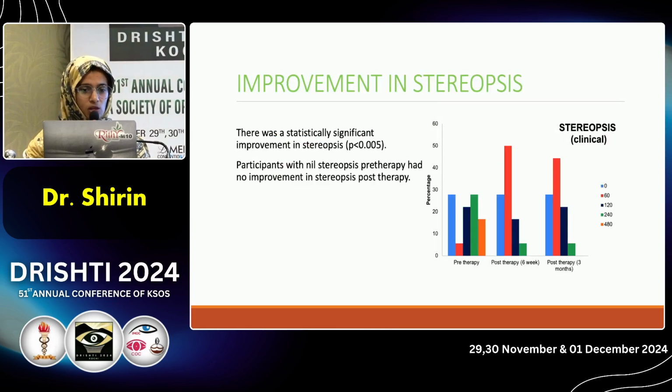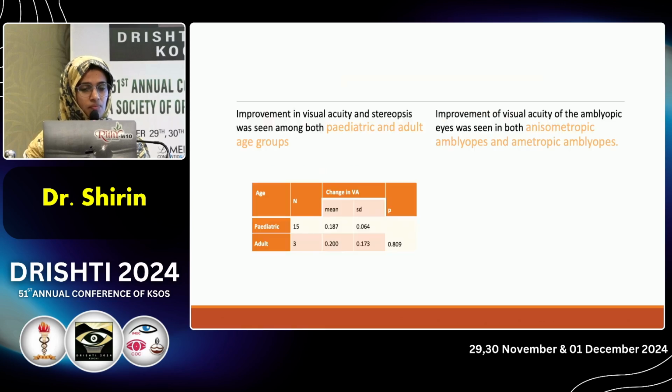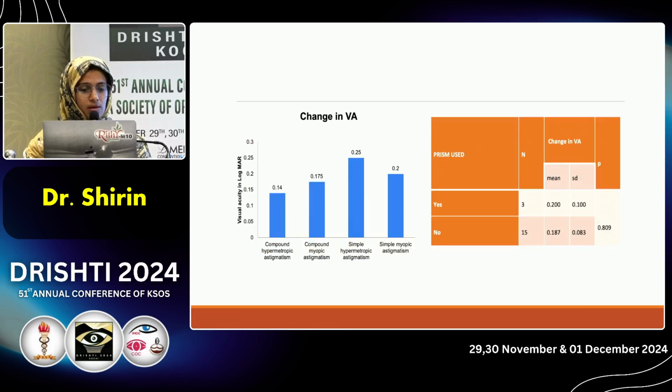And there was a statistically significant improvement in stereopsis also, but in our study those participants who had nil stereopsis pre-therapy had no improvement in stereopsis post-therapy. It was assessed with the Wilcoxon signed rank test. And improvement in visual acuity was seen among pediatric and adult age group, and also among anisometropic and ametropic amblyopes. And improvement in visual acuity was seen among all types of refractive errors we included, and in those in whom we used prism and those in whom we did not use prism.